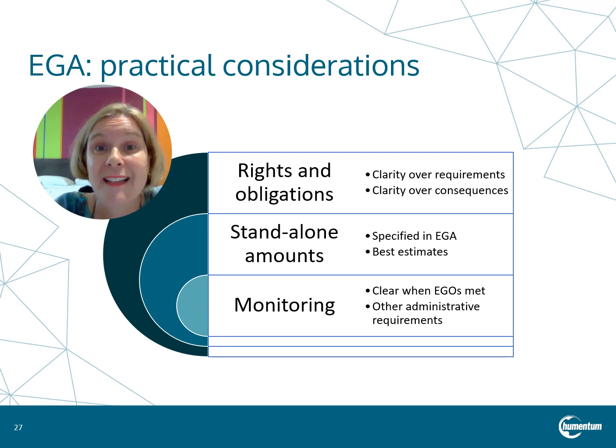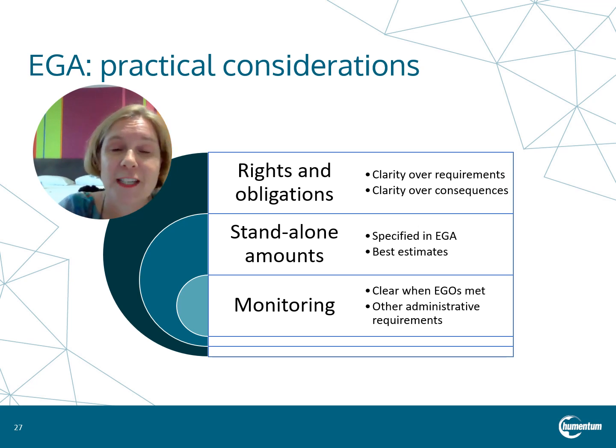You need to have these standalone amounts, like we talked about the 40,000 and the 60,000 for the different activities. It's easiest if they are specified in the agreement. If they're not, then INPAG says you have to do best estimates.